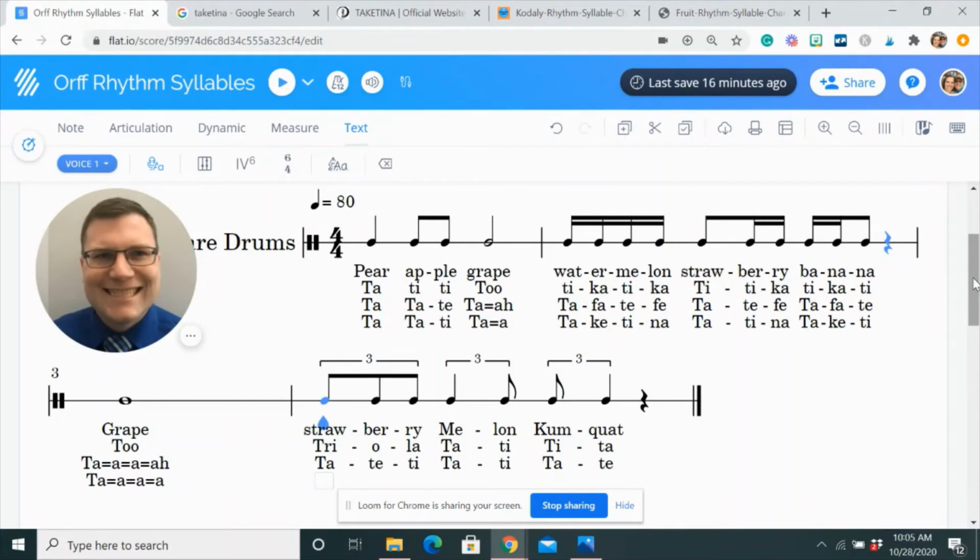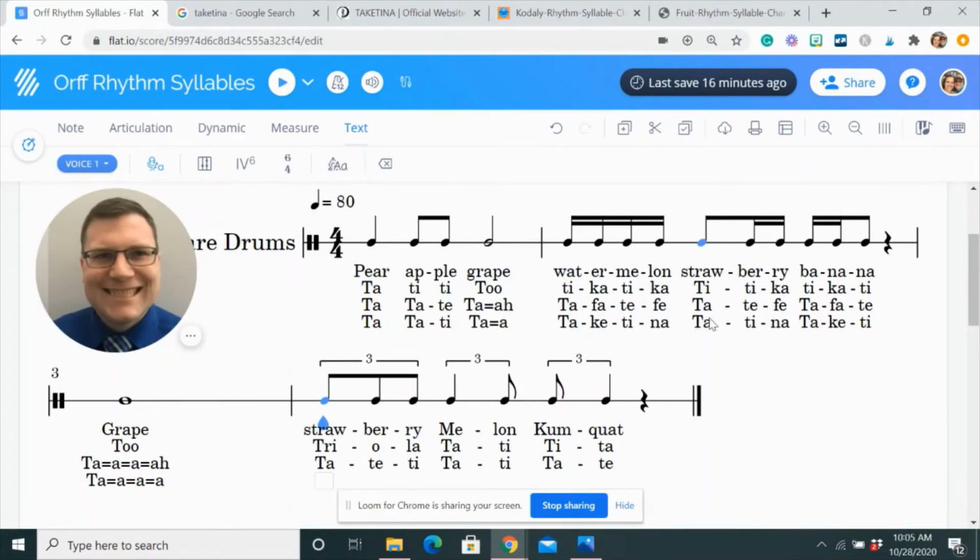And I kind of love that, because a lot of times people get into arguments and they trash other people's rhythm syllable systems. And you know what? Honestly, your kids won't care. Your kids won't know any better. As long as you're consistent and intentional, then I think your kids are going to go a long way.